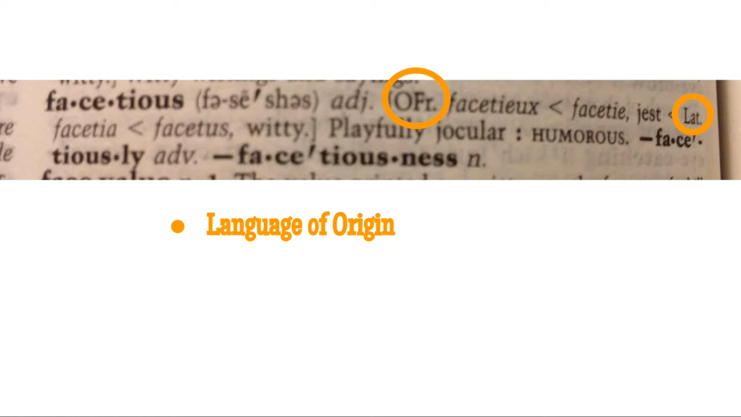And then you'll have the language of origin. So we see that facetious came to us from Old French. That's why we have the O and then the FR. And then it came to the French from LAT. If you've guessed it, that would be Latin.